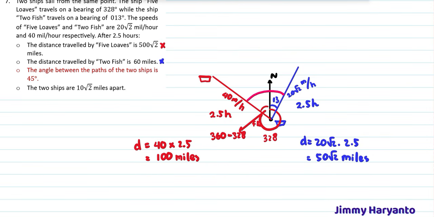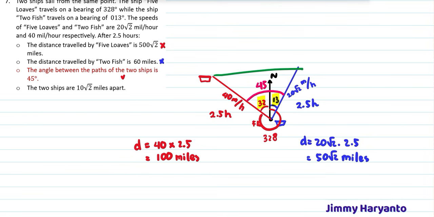And I will have 32 as the result. So this one is 32. If this one is 32 and this one is 13, that means both of them will be 45. So yes, the angle is 45. And then the two ships are 10 square root of 2 miles apart. Okay, so it's after 2.5 hours. Yeah, so we have to find this right now.